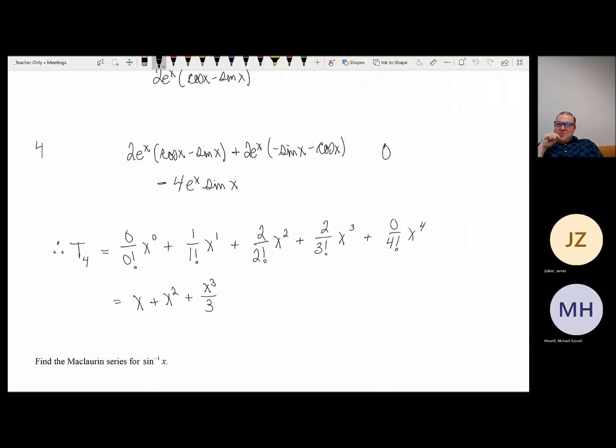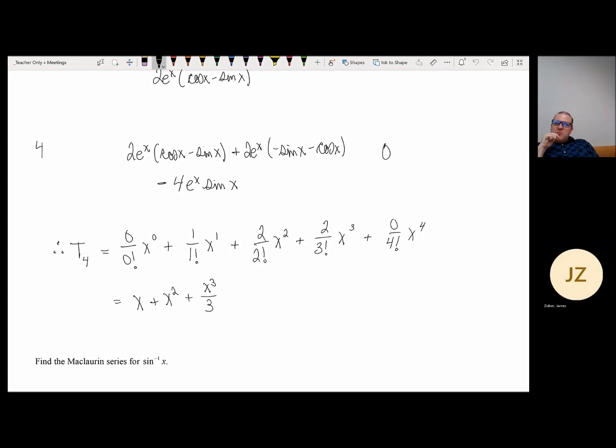Then you want that derivative. Now you have quotient rule. And for every derivative after that, you're going to have quotient rule. I don't feel like doing quotient rule. I'm going to go a different route.